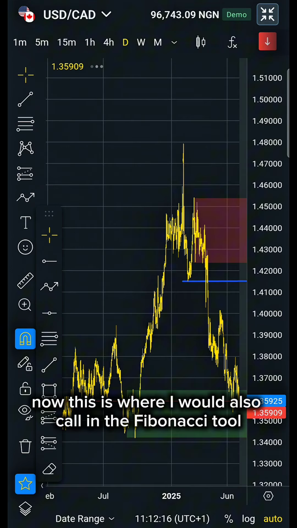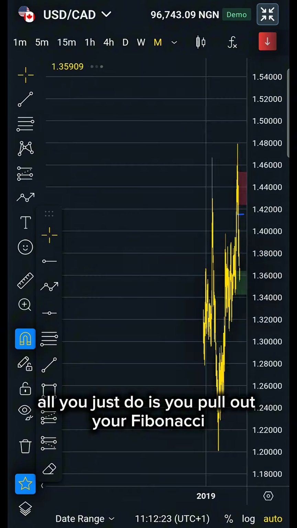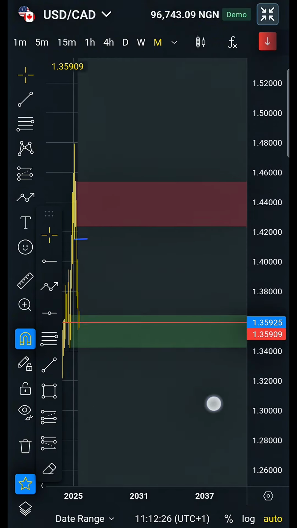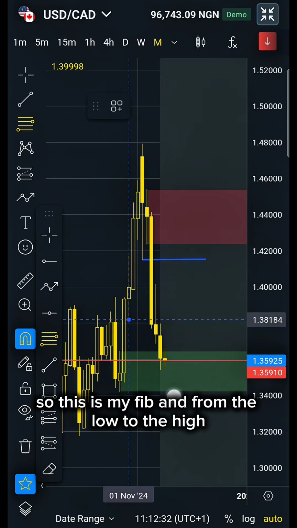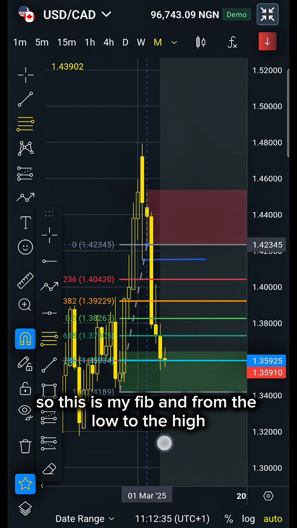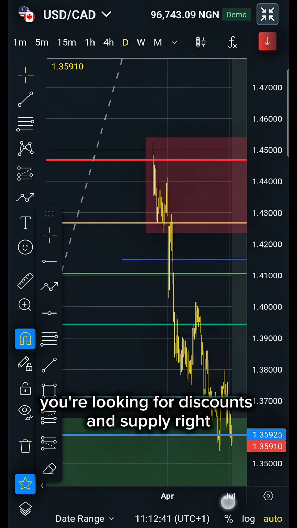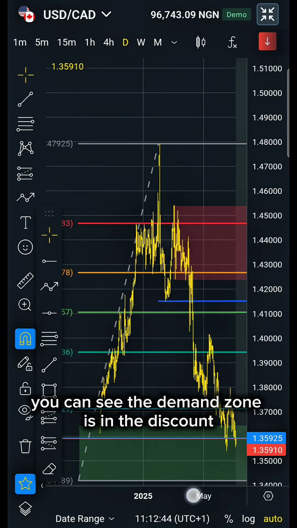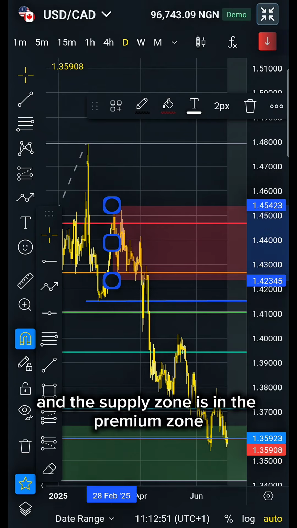Now, this is where I would also call in the Fibonacci retracement tool, or you could do that on the monthly. All you do is pull out your Fibonacci retracement and draw it out right there. So this is my Fib, from the low to the high. By the time you dive into the daily, you're looking for discounts and premiums. You can see the demand zone is in the discount zone, and the supply zone is in the premium zone.